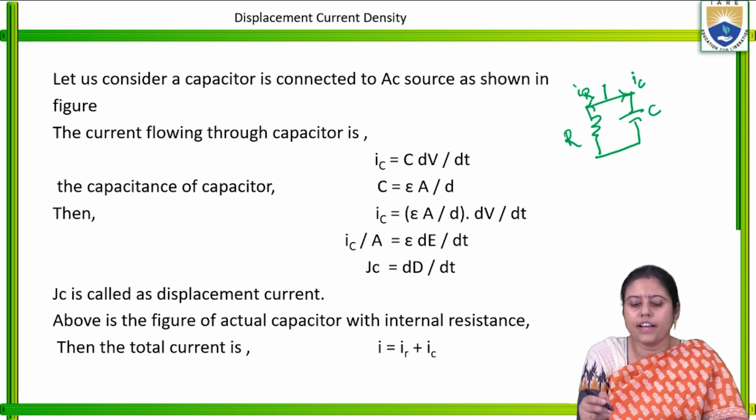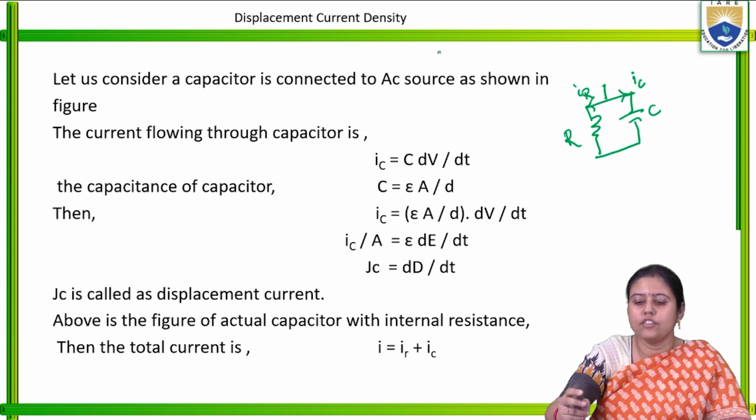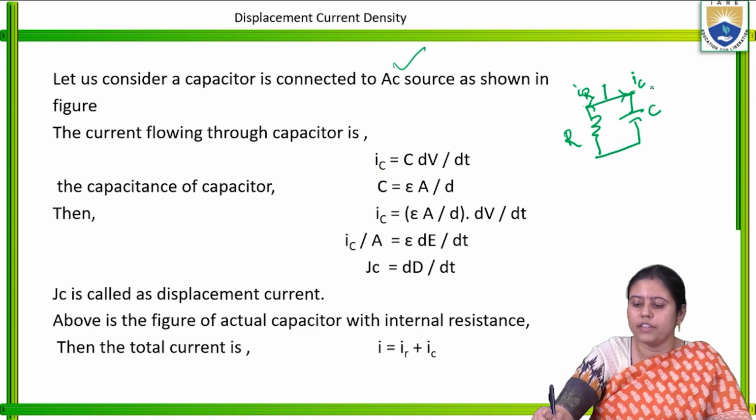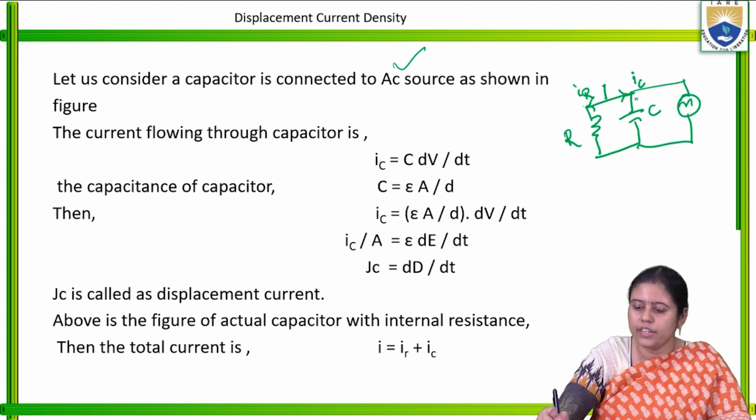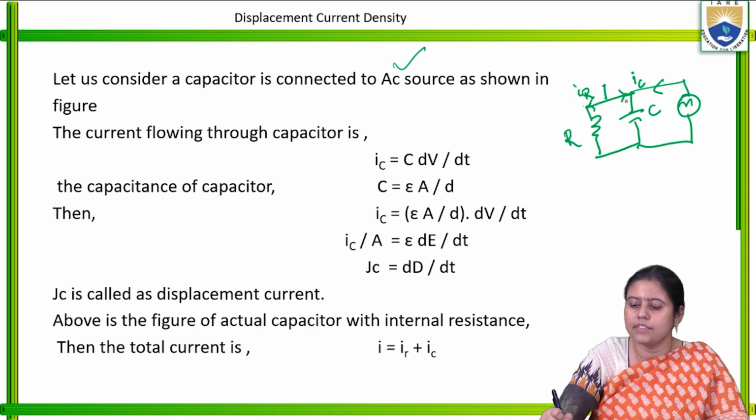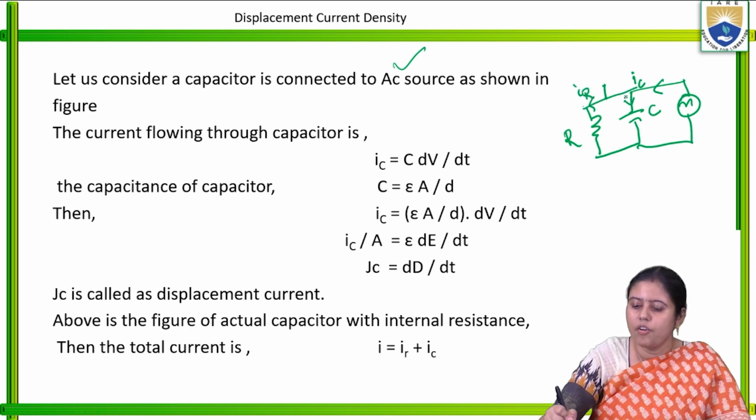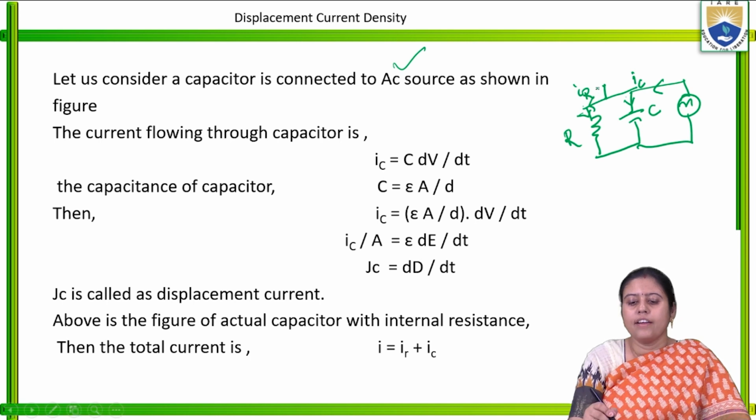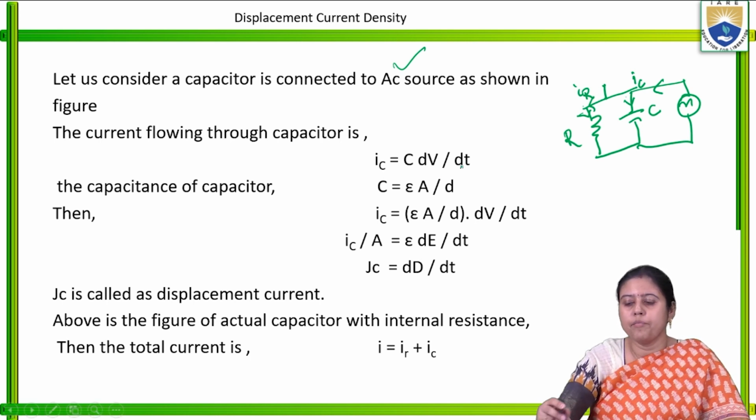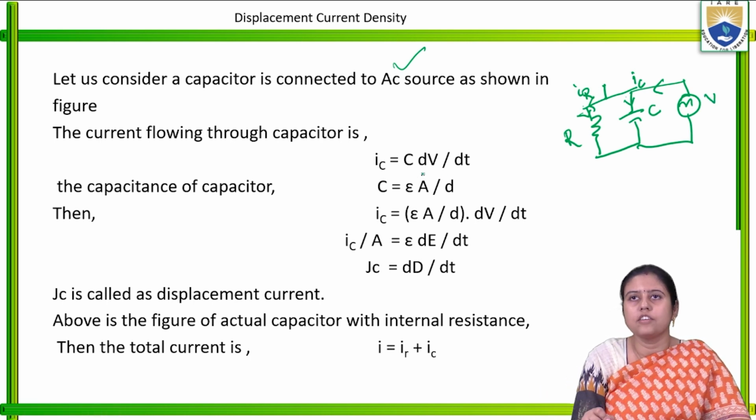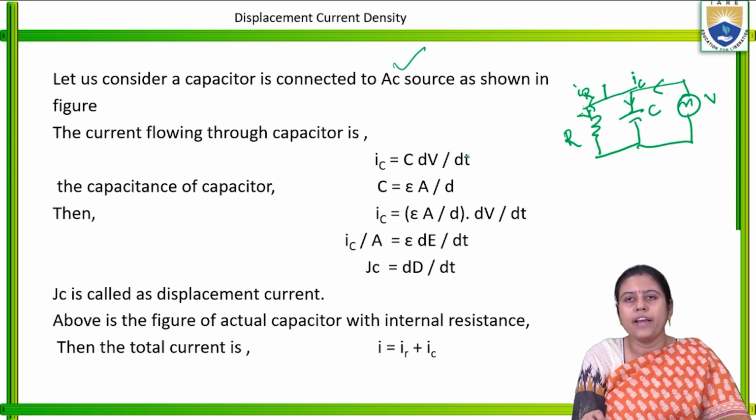Let us consider a capacitor connected to an AC source as shown in the figure. So if the current has 2 parts, one is the IC and one is the IR. So IC, what is IC? If the voltage is V, IC is equal to C dV by dt.